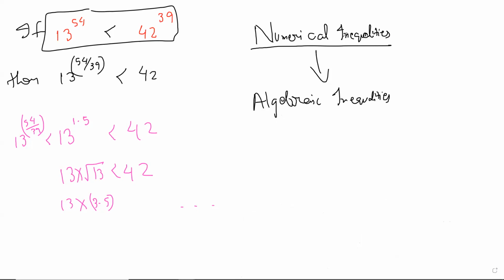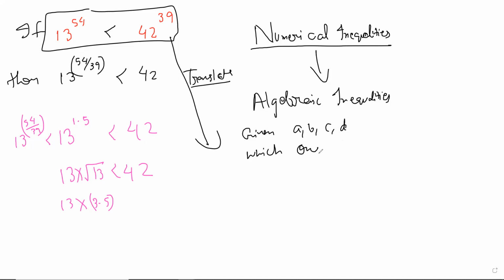So what is the first natural step, or rather, if we just translate this question to algebra, an algebraic generalization, then what would the question become? Okay, given A, B, C, D, which one? So we're just doing a first step translation. This is the way we do things, right? We prove something for some numbers or some terms, and we try to generalize it.